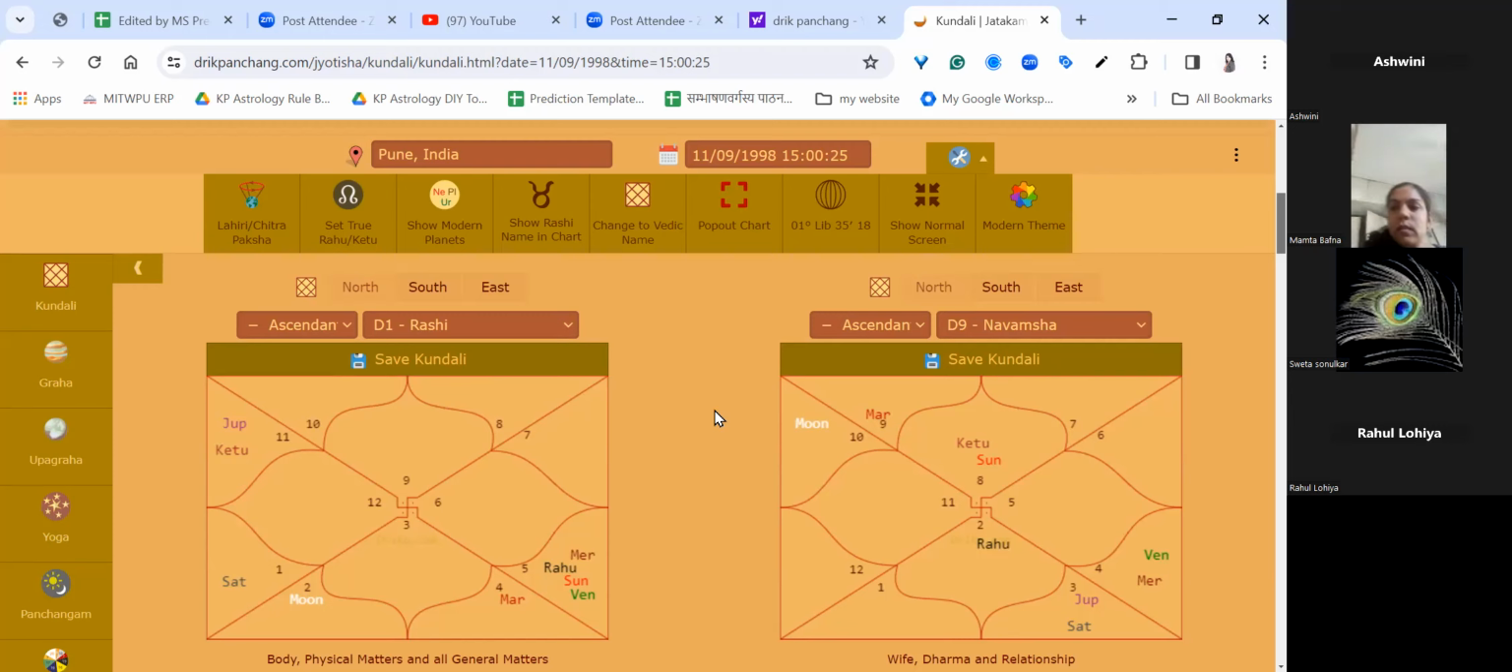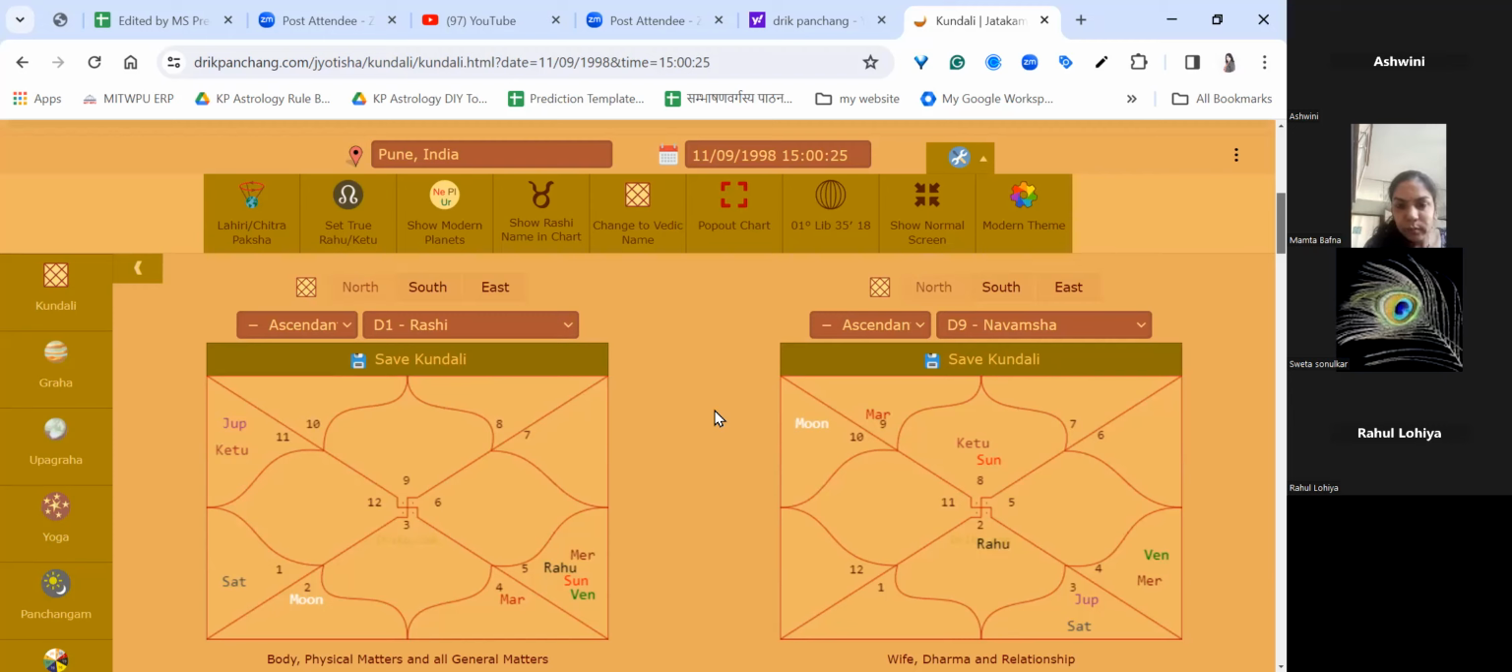Please write down Sun, Moon, Mars, Rahu, Jupiter, Saturn, Ketu, Mercury, Venus. In this order. Why this order? We will tell when we are doing the life cycle of the planets.